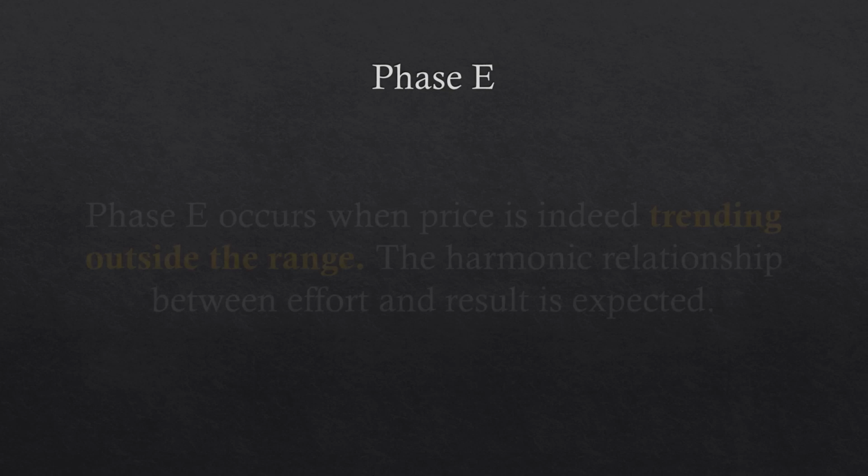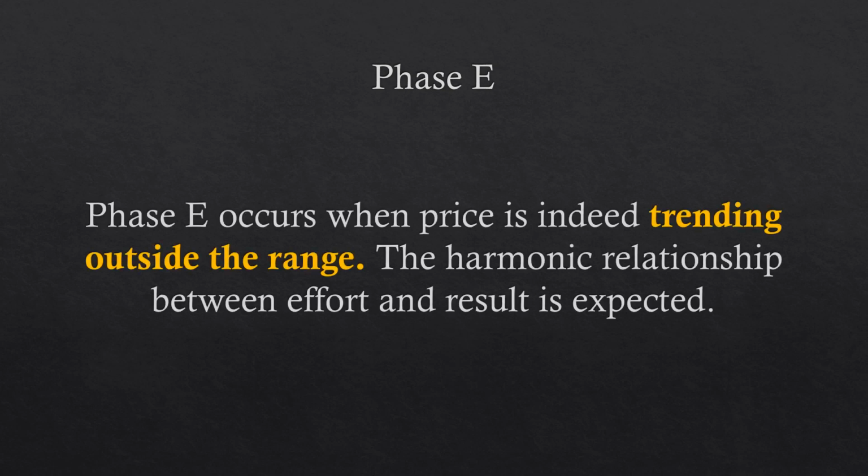In phase E, price will be in fact trending outside the range. This phase will be composed of the impulse and corrective movements where the harmonic relationship between price and volume is expected. Phase E will provide opportunities to enter the market in the direction of the main trend as long as we don't see signs that the trend might be losing its strength, like the appearance of a preliminary stop, for example.